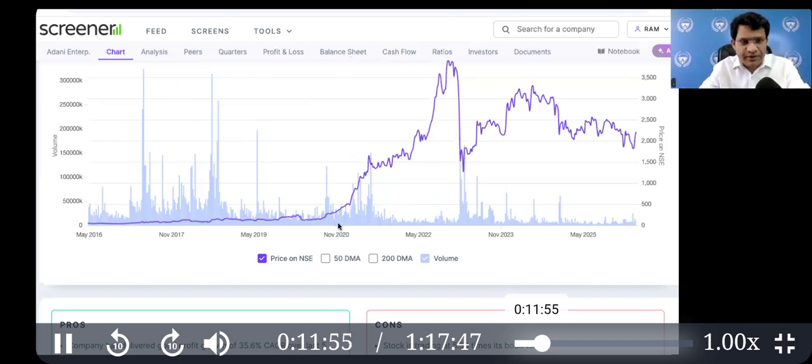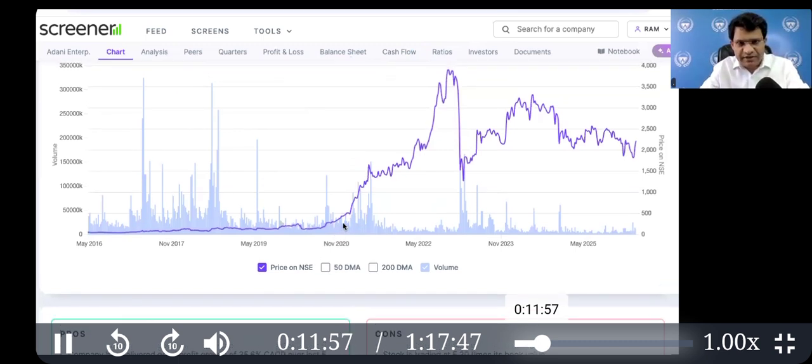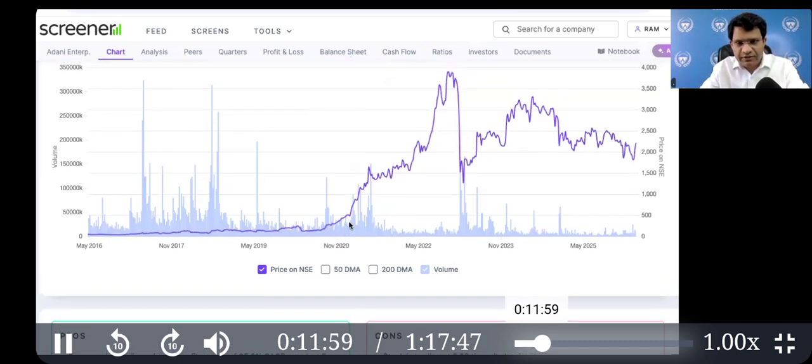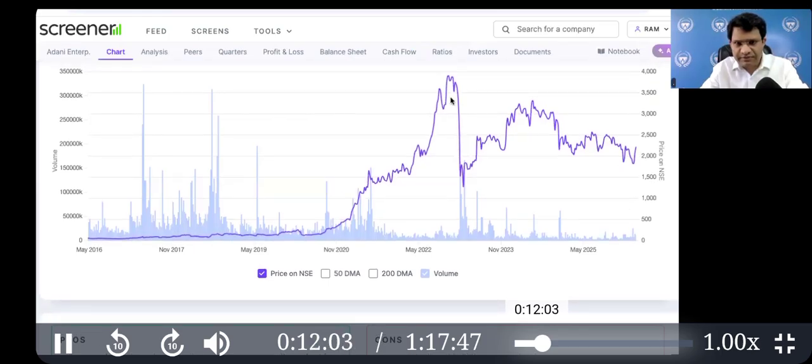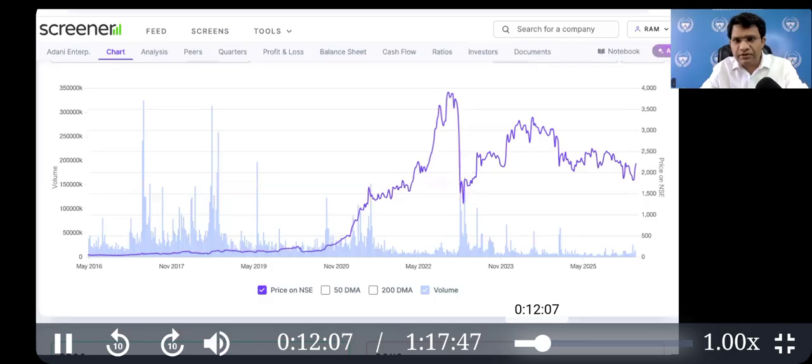So this is Adani Enterprises. Now it was 500 rupees in 2021, and suddenly it becomes 3,500. So what happens when the price goes up?